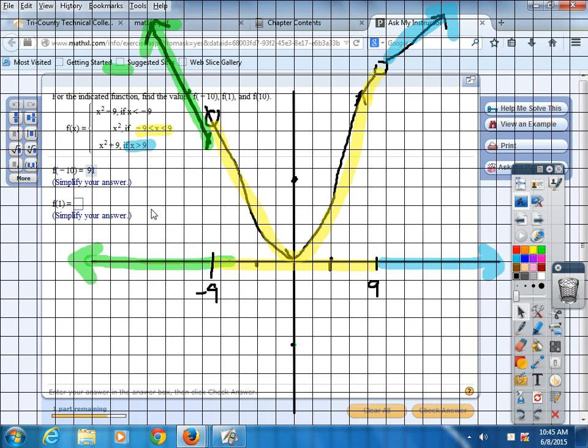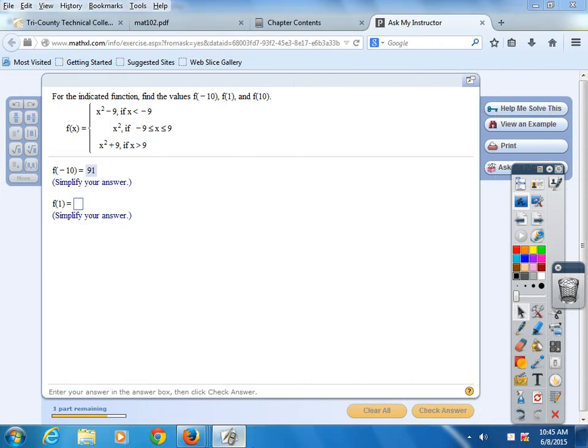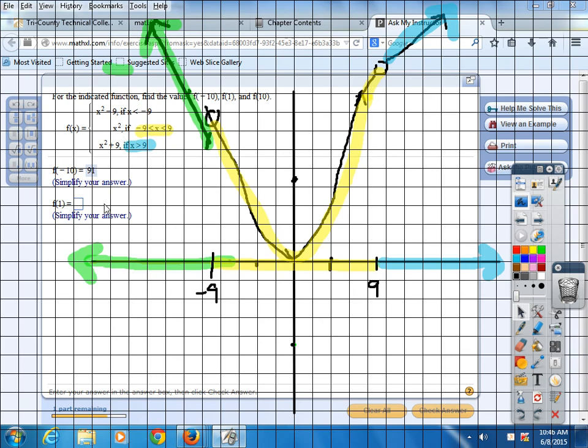If you just looked at this like this, I have no idea what they're asking. All right, let me go back. Where is f of 1? Well, you go right in here. F of 1 is x equal to 1. That's right here. Which one does it fall on? Middle one. The yellow one. So you plug it in this one. What's 1 squared? 1. Oh my.